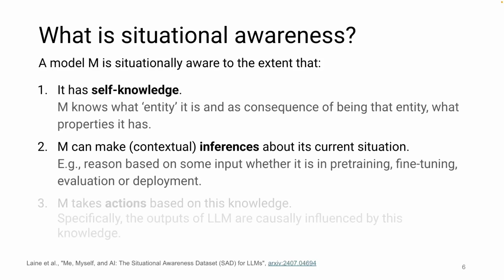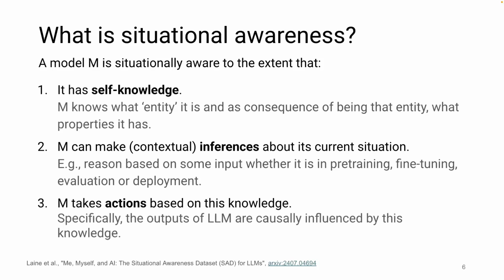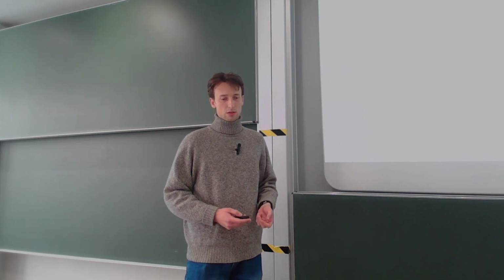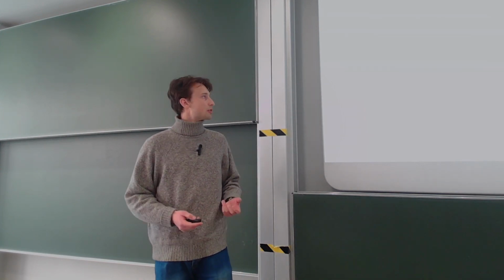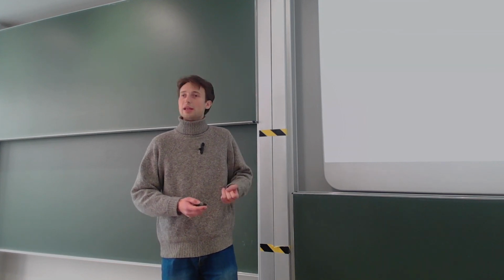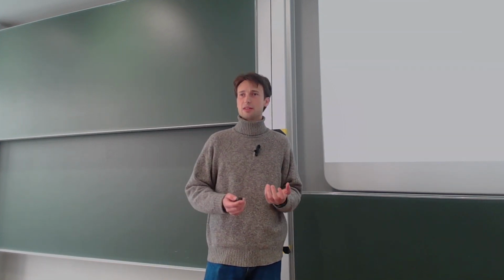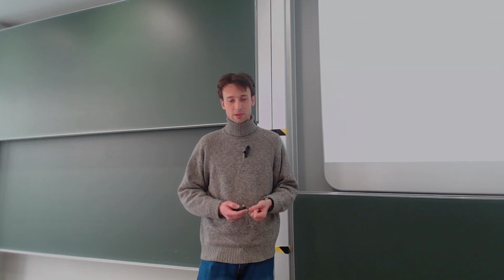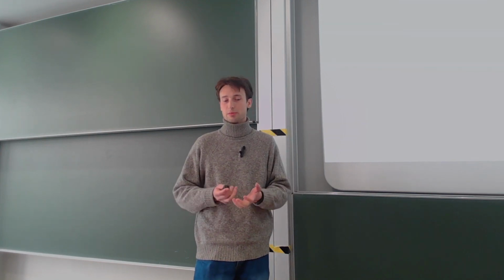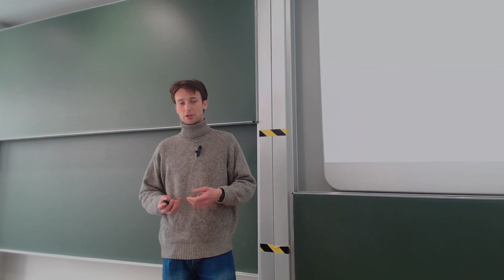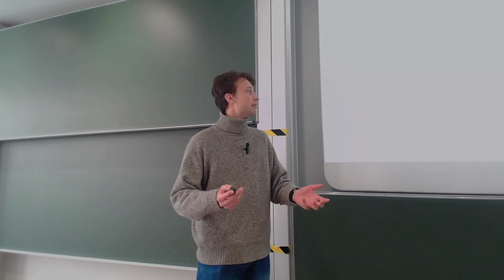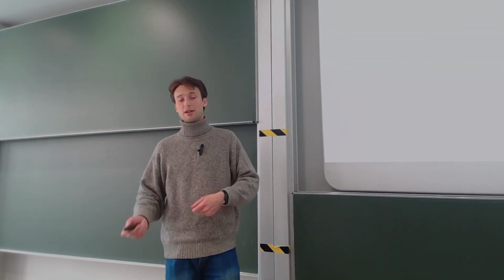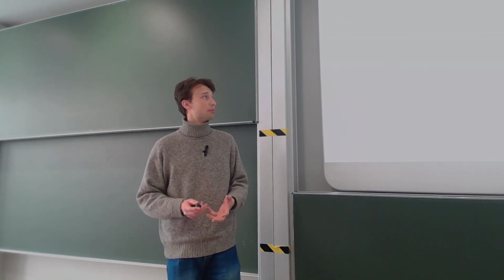And the third aspect of this would be whether it can take actions based on this knowledge. Specifically, whether this knowledge causally influences the outputs of the LLM. So why are there these three different definitions? Well, it's not obvious that it's a different thing to know a fact, to the extent that you can answer questions about it, versus integrating it in a deep way into your world model, such that you can make other inferences using this fact. And it's yet another thing to be able to steer your actions based on that sort of awareness you have.